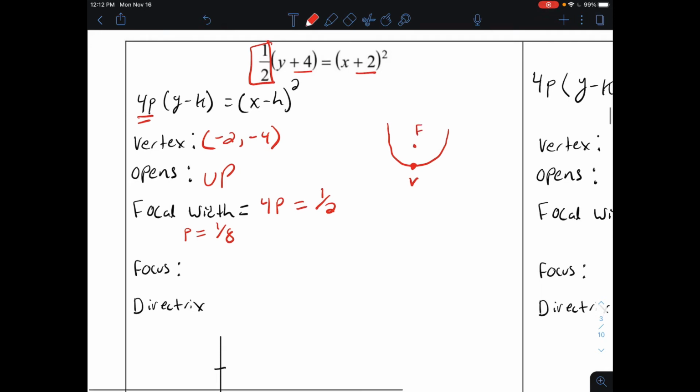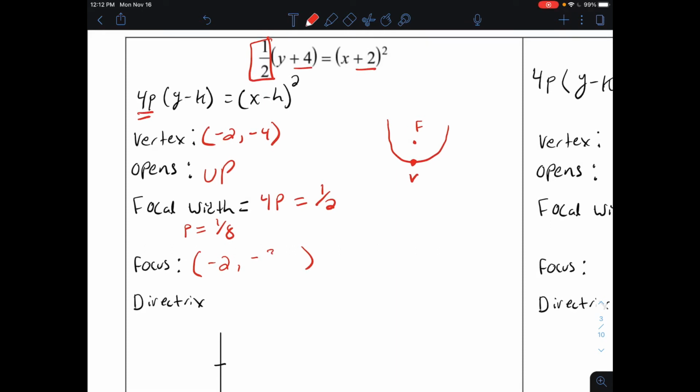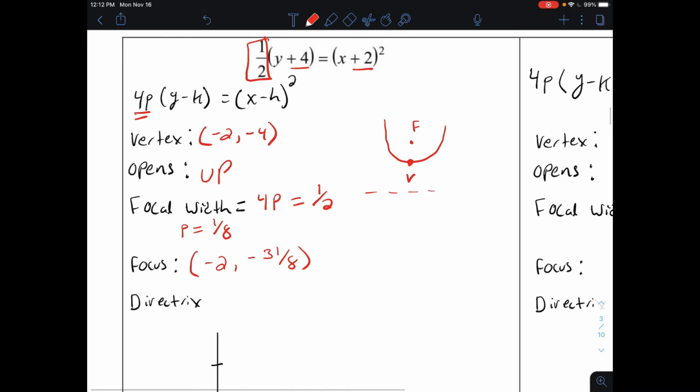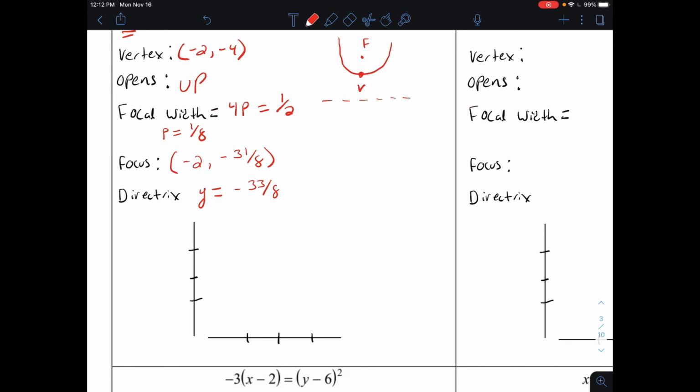So I would write the coordinate of my focus, it would have an x value of -2. The y value would be -4 plus 1/8, which is -31/8. The directrix line would lie beneath the vertex and would be a horizontal line. So the directrix line would be at y equals -33/8.